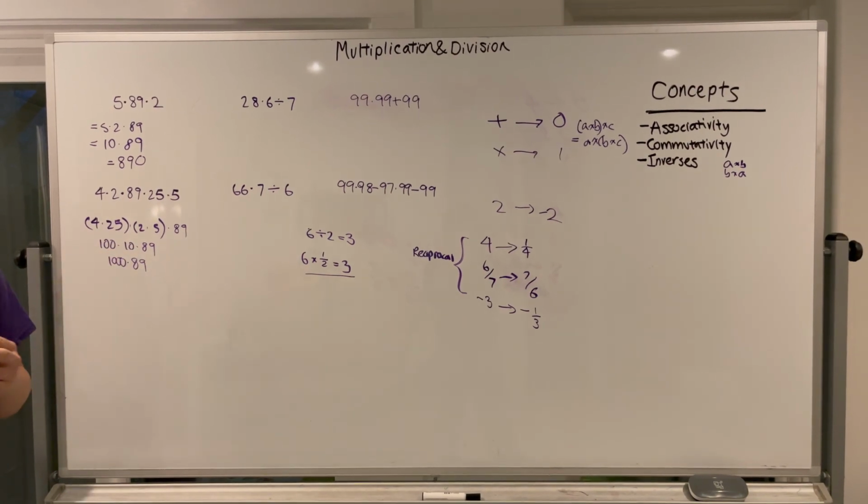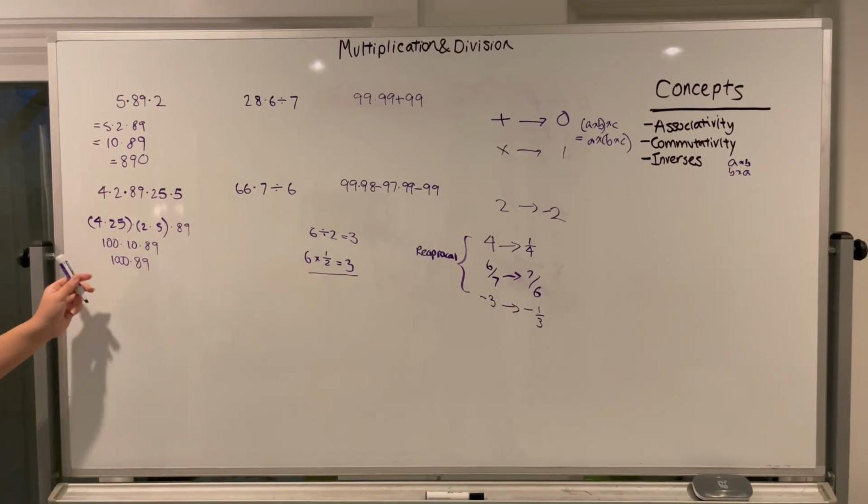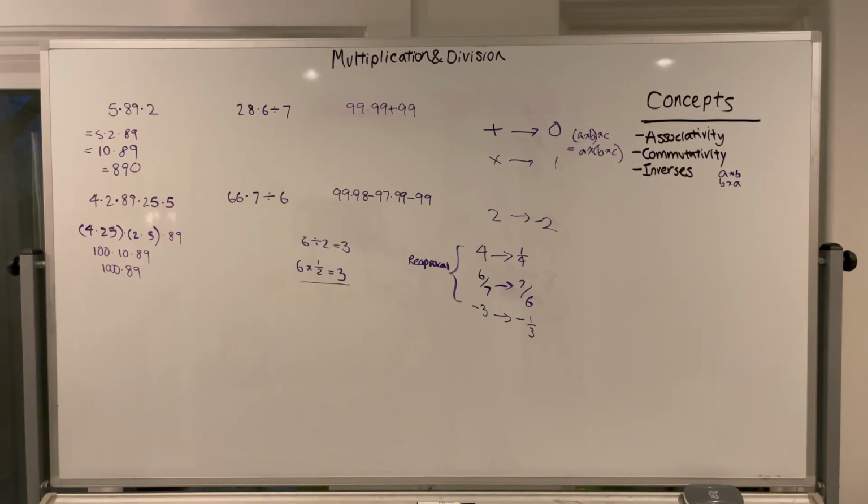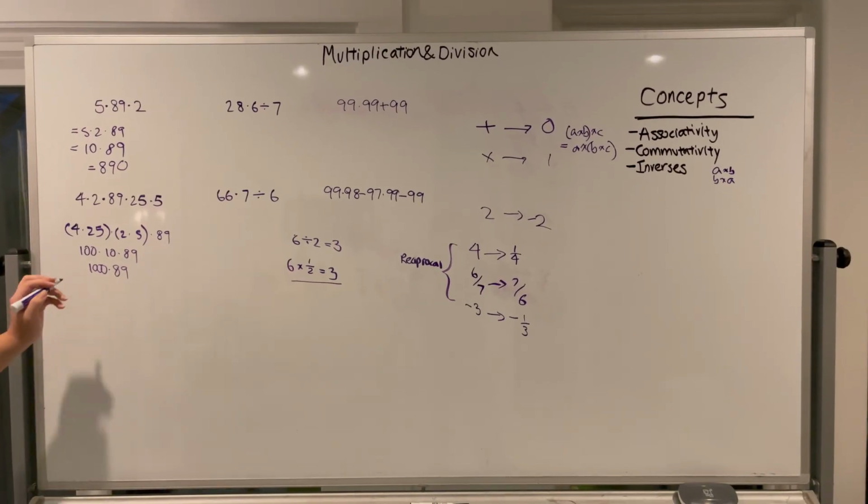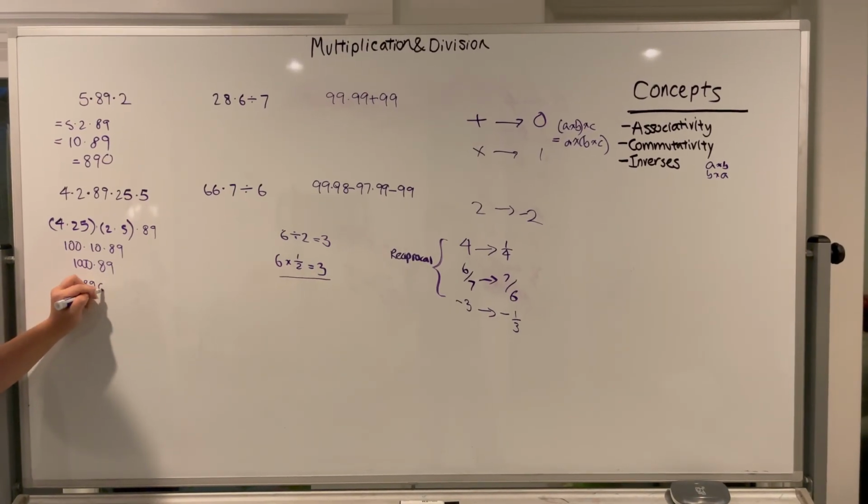So we just have 1,000 times 89. Again, multiplying any number by like 1,000 is really easy. Just add 3 zeros to the end. So the answer is 89,000.